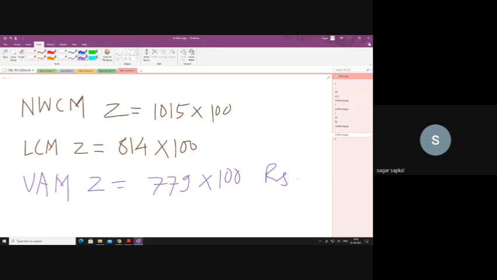Now, which is giving the minimum transportation cost? VAM. So VAM is always better than the remaining two. So we will prefer VAM, and we will use VAM for further finding the initial basic feasible solution. Is it okay? So we will always use VAM and then we will improve the solution.